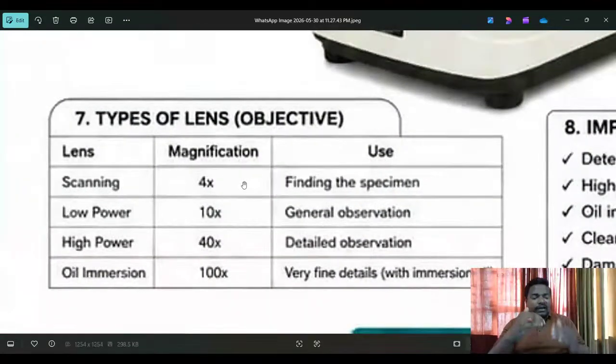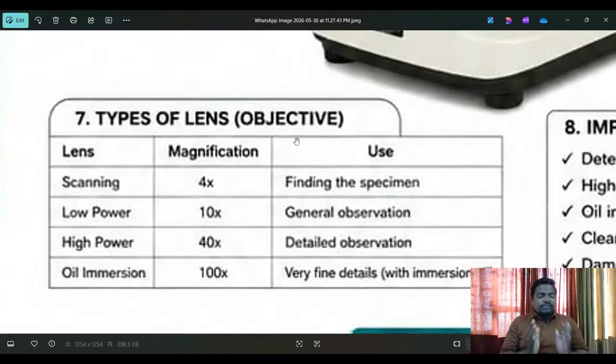In order to give the information, I have prepared very well. That's why I'm going to explain in this way. What I'm going to show you and explain to you is very, very important. Every point is important. Try to keep it in your mind, try to be perfect, try to become a good biomedical engineer and perform well. See, the seventh point: types of lens, objective.